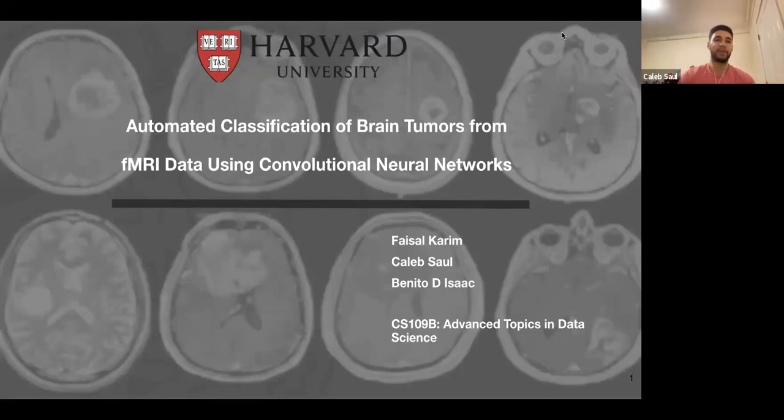So hi everybody, I'm Caleb. My group mates are Benito and Faisal, and we'll be presenting on using convolutional neural networks to do classification of brain tumors.